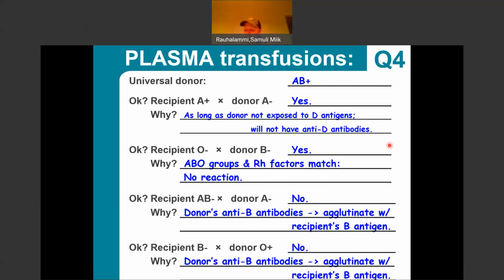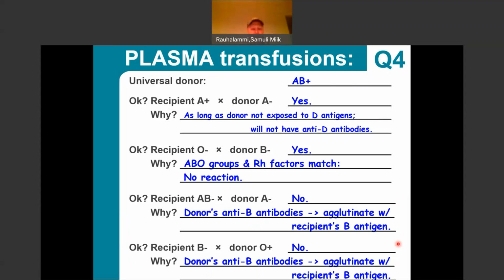Now I'm asking: could a person with type O negative blood receive type B negative plasma? Here, yes, the ABO groups and Rh factors match and would not cause a transfusion reaction, would not cause that agglutination reaction to take place. Let's have a look at the next scenario. Could a person with type AB negative blood receive type A negative plasma? This would not be possible, because the anti-B antibodies from the A negative plasma would agglutinate with the B antigen on the AB red blood cells.